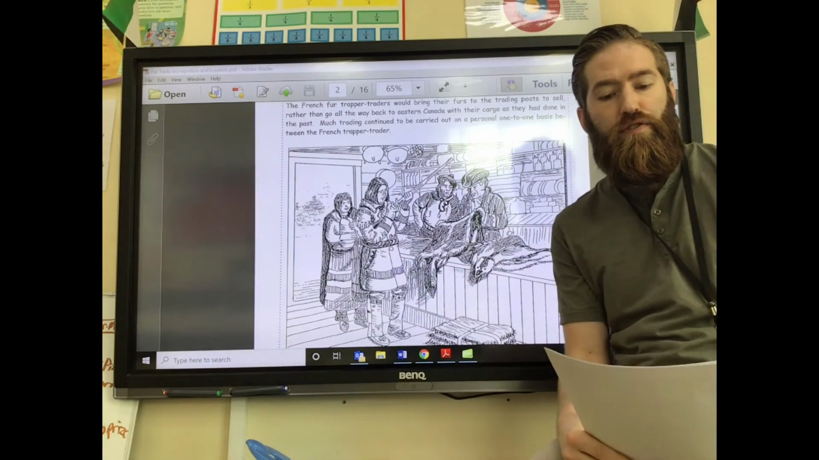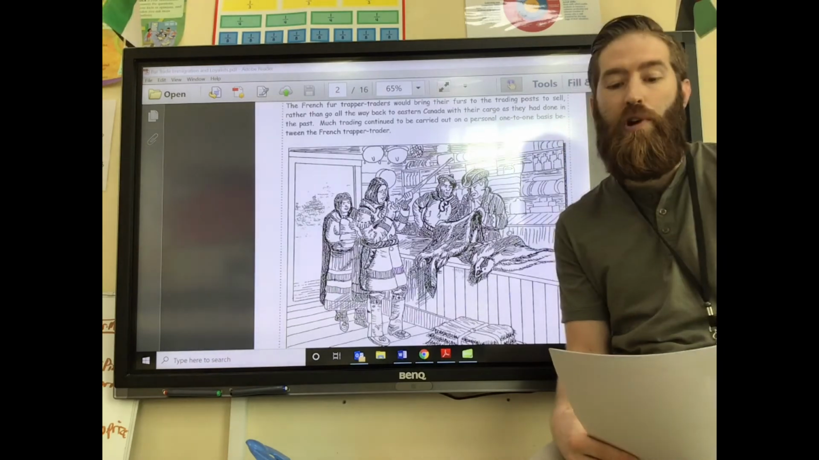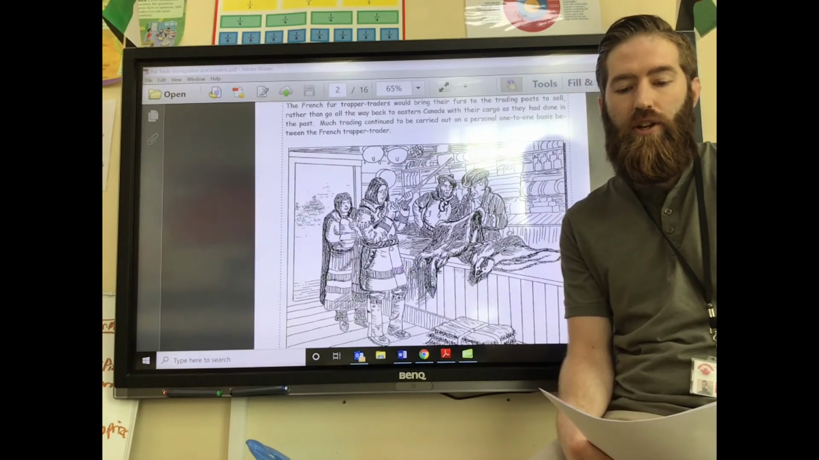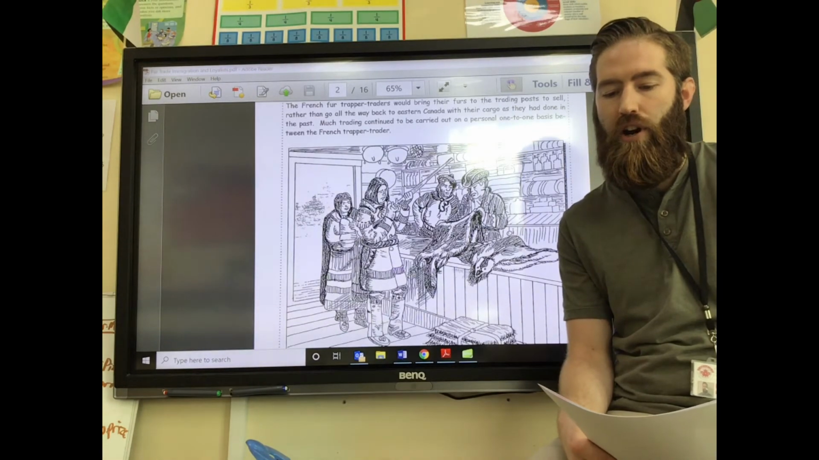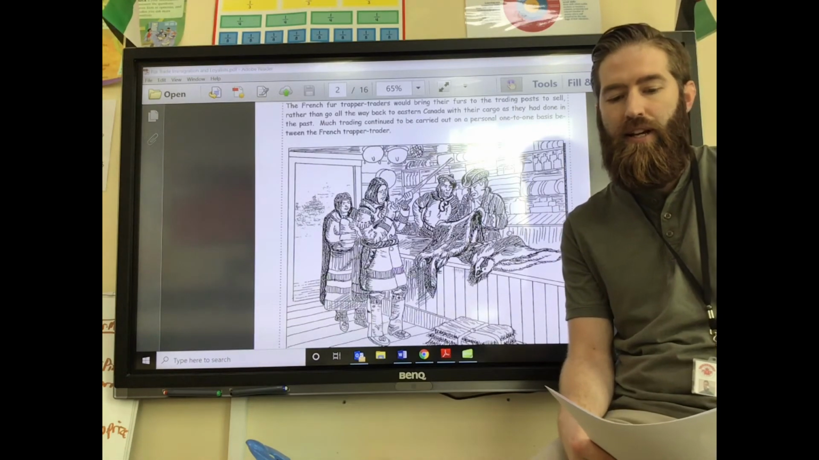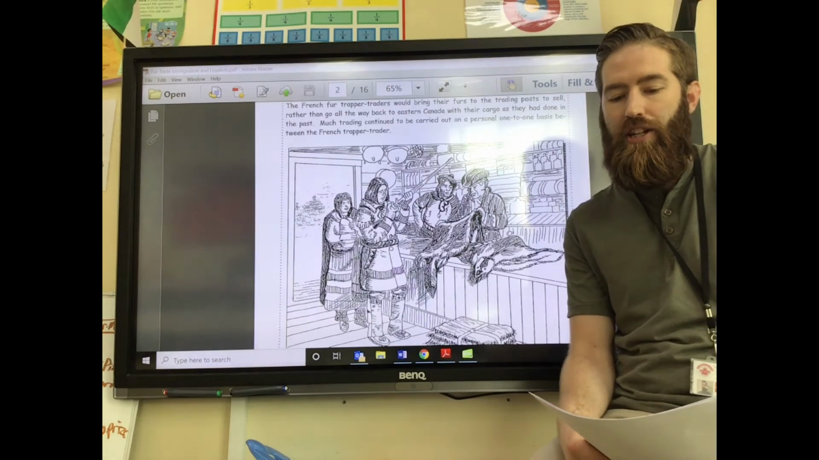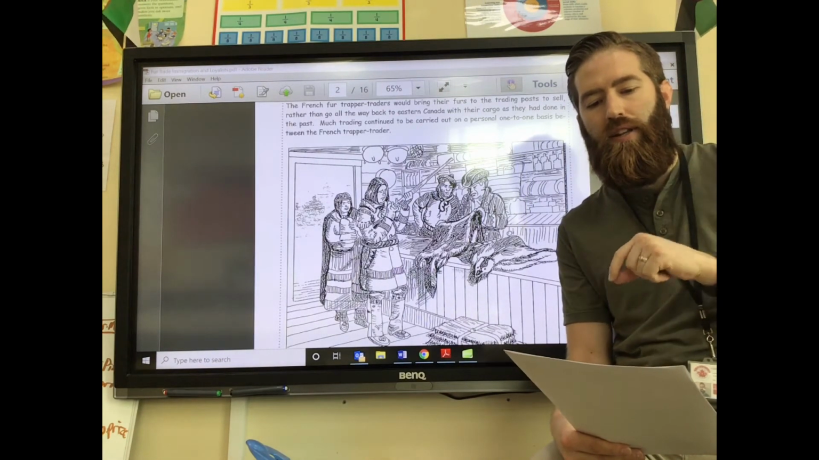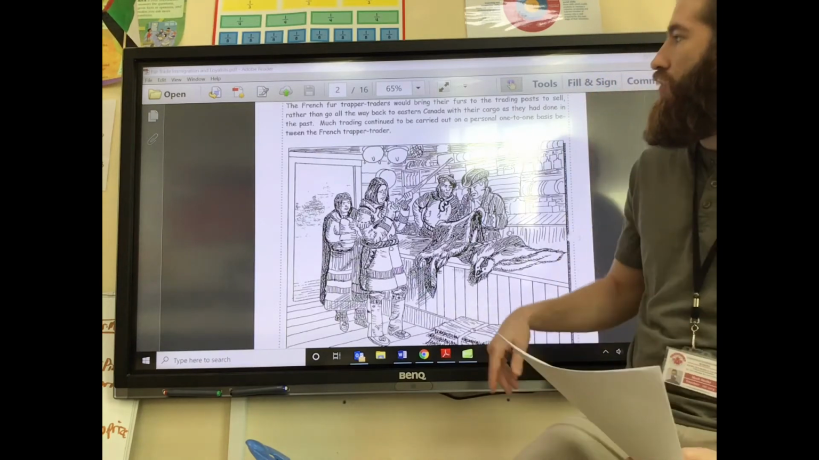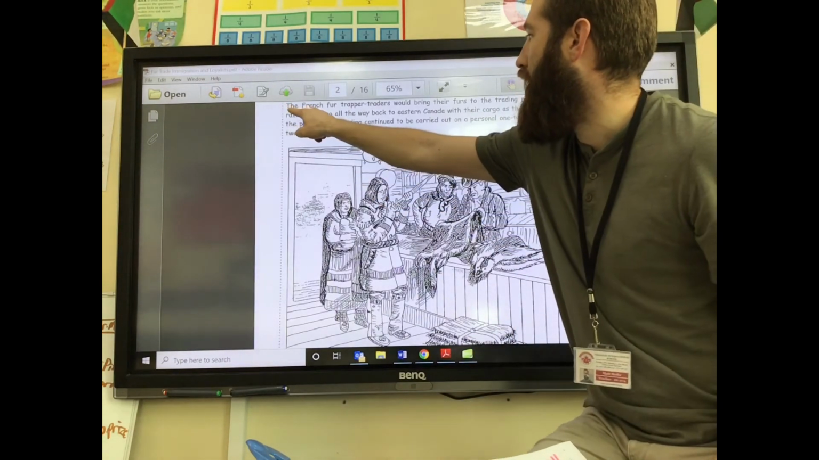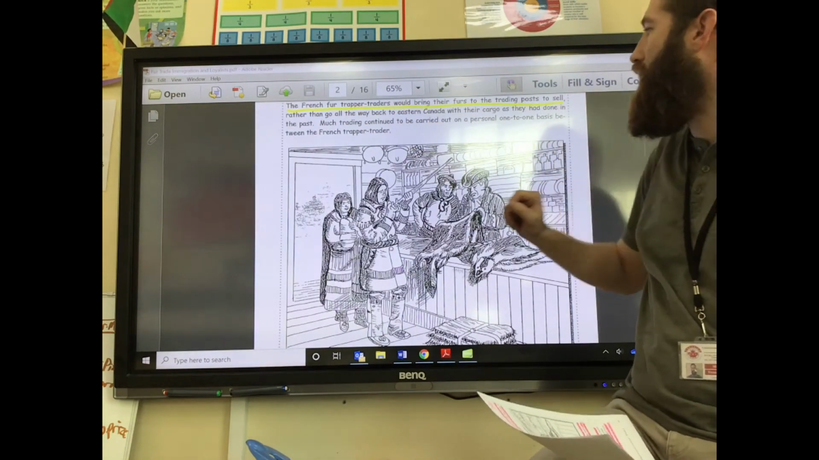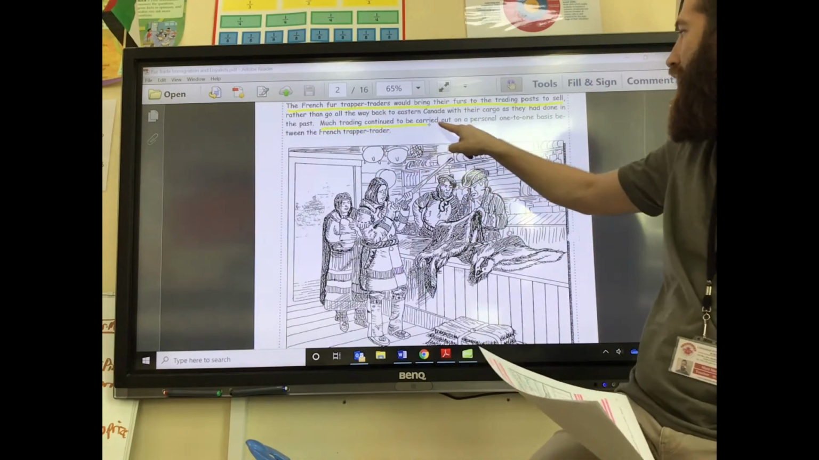The French fur trapper traders would bring their furs to the trading posts to sell, rather than go all the way back to Eastern Canada with their cargo as they had done in the past. Much trading continued to be carried out on a personal one-to-one basis between the French trapper trader. So, you're going to highlight that first line, and you're going to highlight the last sentence.